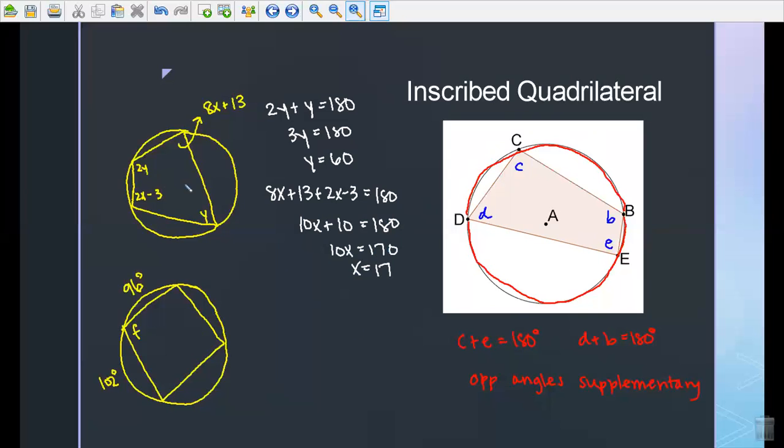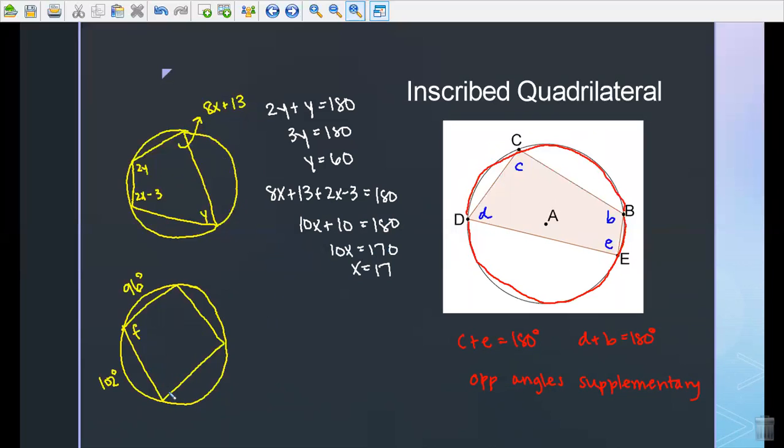Okay, so opposite angles are supplementary, they add to 180. If I'm given an expression instead of a number like 42 degrees, I'm given 8x plus 13, write it out just like you would normally, right? Plug in, write out your equation, combine like terms, and solve.